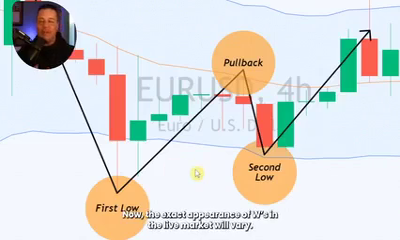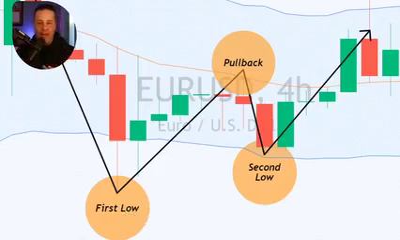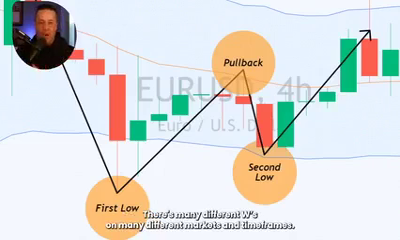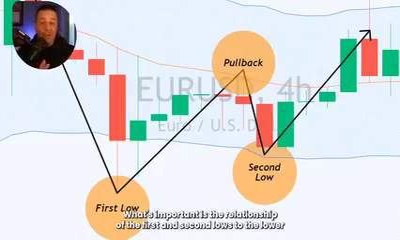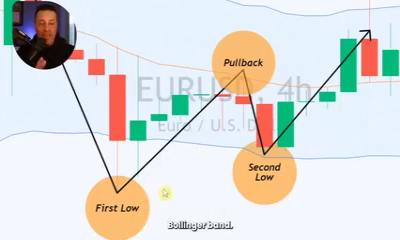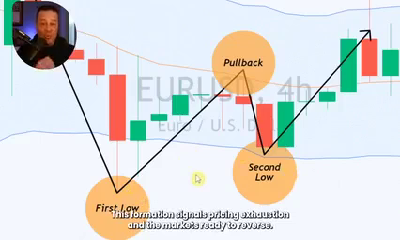Now, the exact appearance of W's in the live market will vary. There's many different W's on many different markets and time frames. What's important is the relationship of the first and second lows to the lower Bollinger Band. This formation signals pricing exhaustion and the market's ready to reverse.